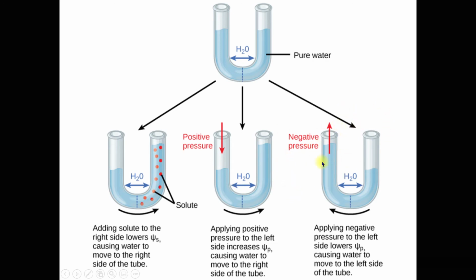Now, when pressure is being sucked out from this left arm of the U-tube, the pressure potential here will be negative. When the pressure potential here is negative, the water potential here will be negative as well. So when the water potential here is negative and the water potential on the other side is greater, water will diffuse by osmosis from the right tube to the left tube.